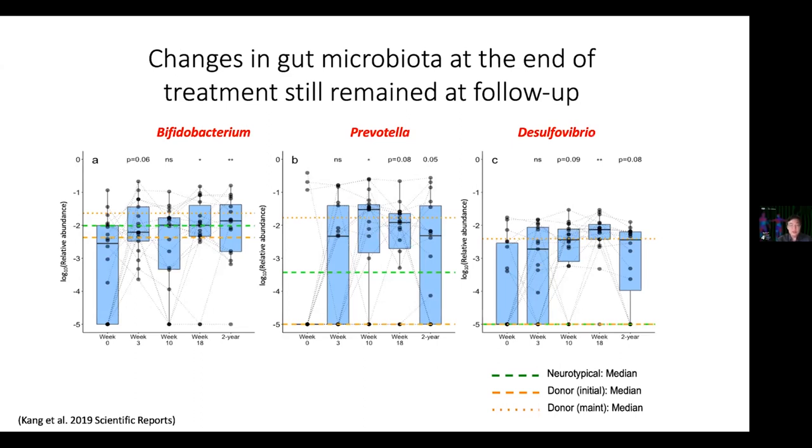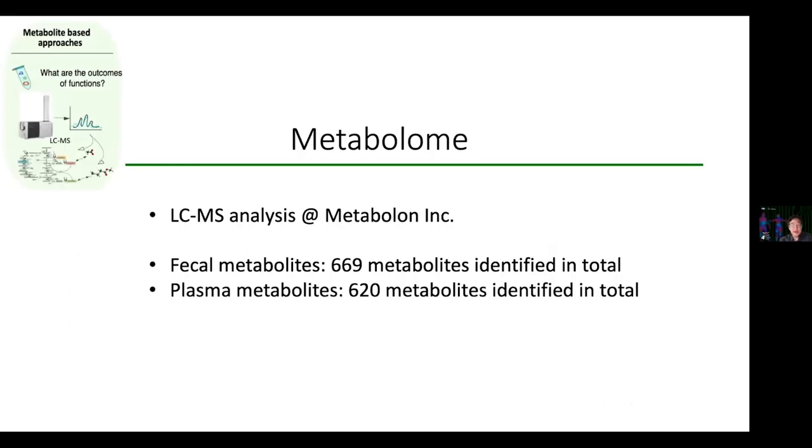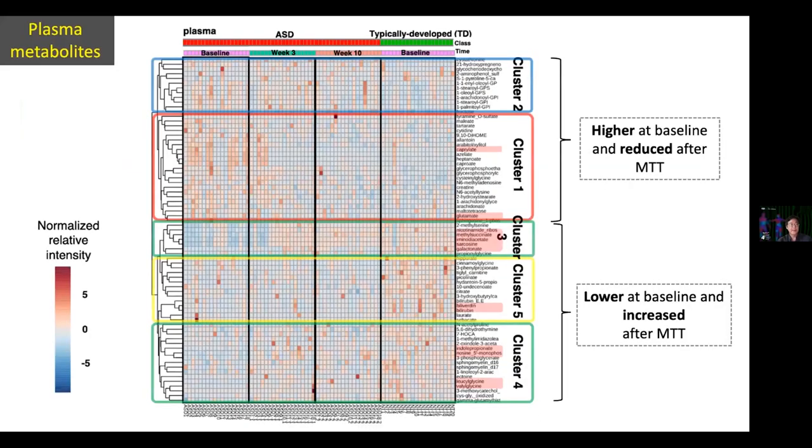And then we also saw that the three different beneficial microbes are still maintained at very high levels, consistent from the 18-week observation. And we also looked into the metabolomic profiles, using LC-MS analysis. We obtained metabolites from feces and plasma blood, investigating around 600 or 700 metabolites. For the plasma metabolites, as you see here, there are many metabolites that are either higher or lower at baseline compared to the control, but those levels are either reduced or increased after treatment.